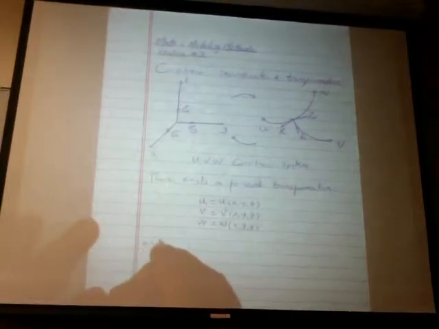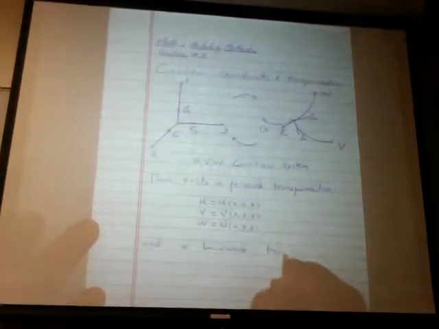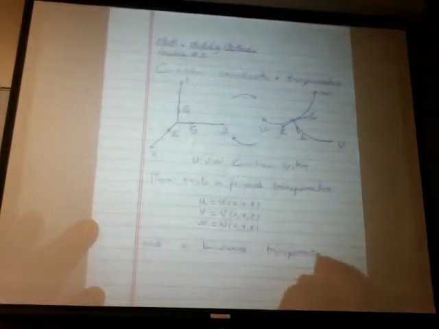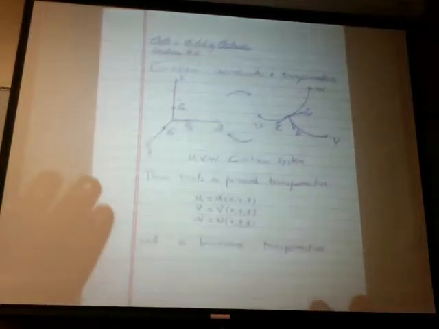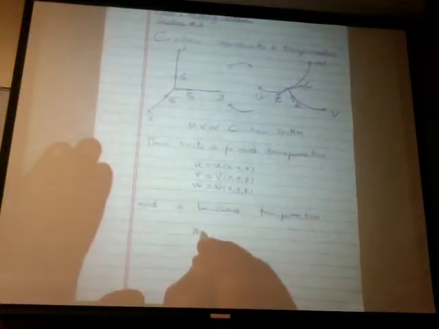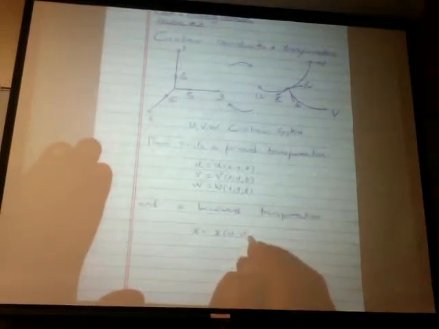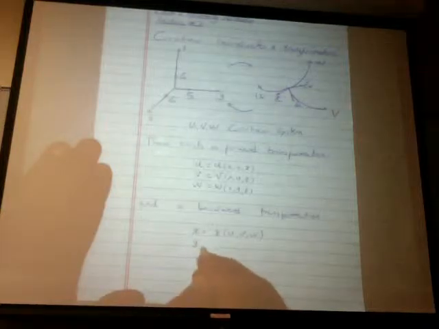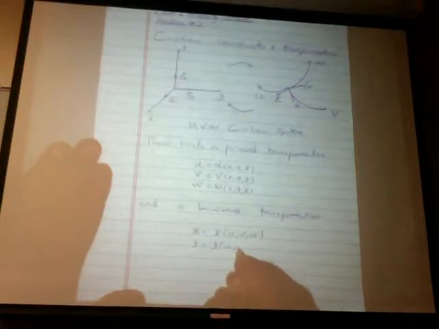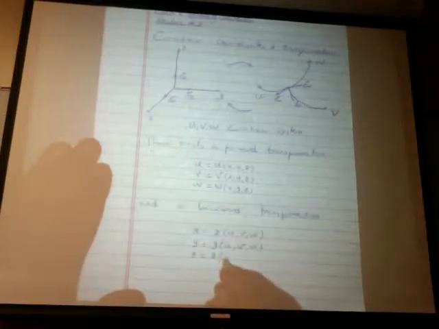And conversely, there's also a backward transformation. So maybe explicitly you can find a transformation where x can be expressed as a function of u, v, and w. y can be expressed as a function of u, v, and w. And z can be expressed as a function of u, v, and w.